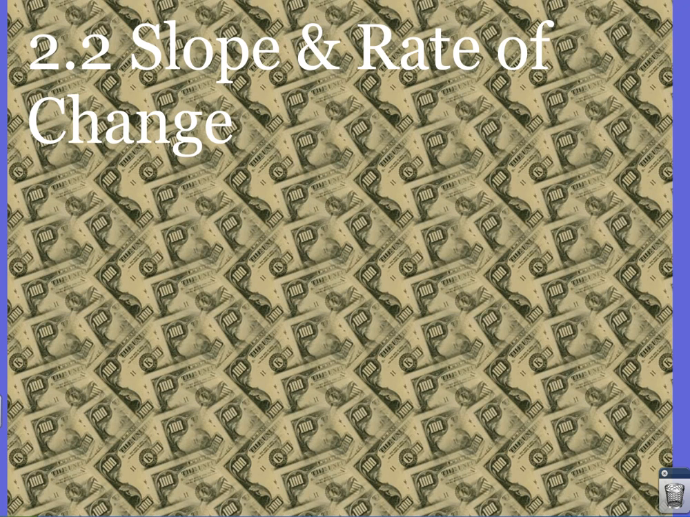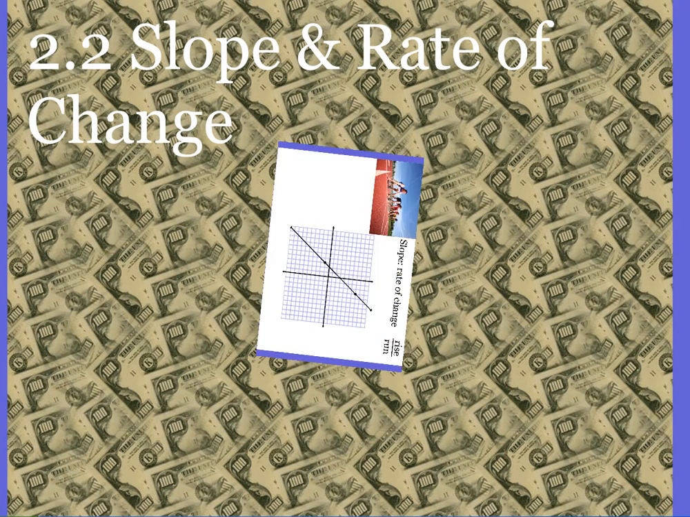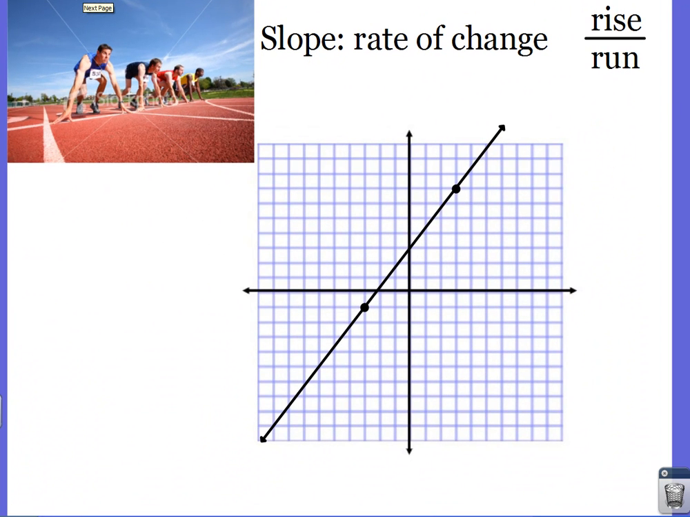All right, lesson 2.2 is slope and rate of change. Remember, when you're finding the slope of a line, it's how it changes from left to right. Now, if you look at this one from left to right, as you can see, it's increasing. So since it's increasing, first of all, this one's going to have a positive slope.